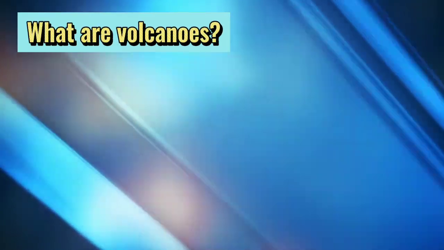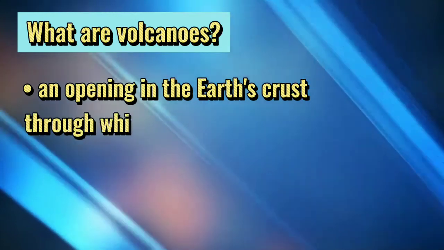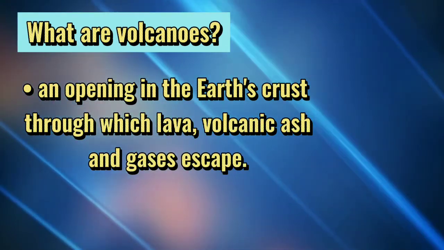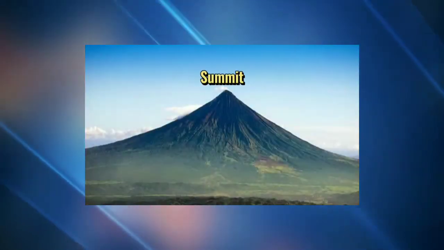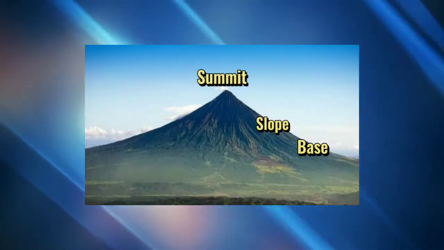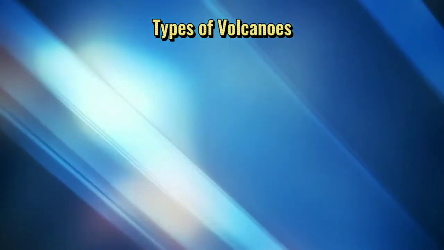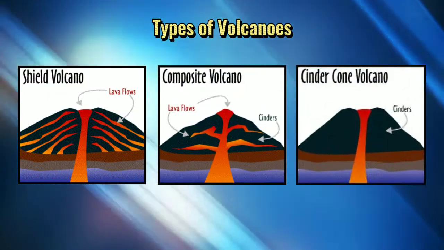What are volcanoes? An opening in the Earth's crust through which lava, volcanic ash and gases escape. Volcanoes have external parts: the summit, slope, and base. There are three types of volcanoes: the shield, composite, and cinder cone volcano.